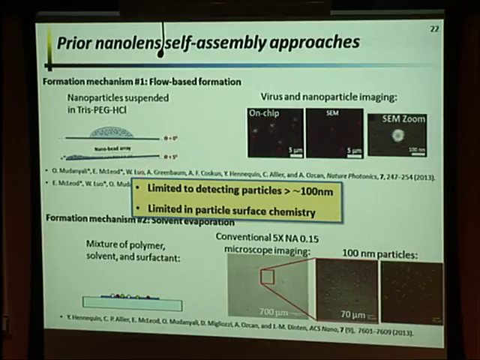In comparison to what I showed you before, there are a couple of limitations with these two approaches. One is they're limited to detecting particles about 100 nanometers or larger. So we've gotten a little bit below that 250, but we want to be able to do even better. It's also somewhat limited in terms of particle surface chemistry, because you have to make sure your particles behave well in whatever liquid solution you're using here.